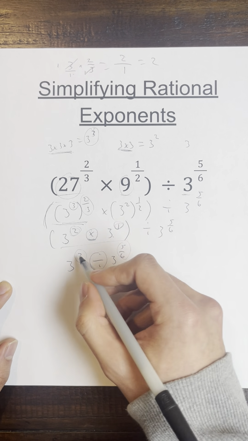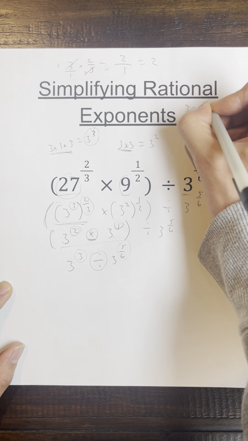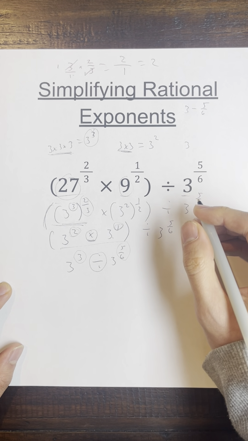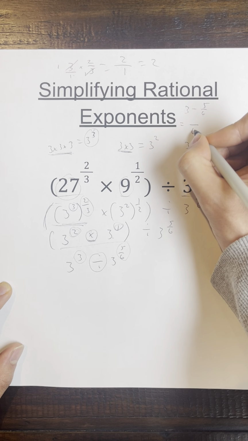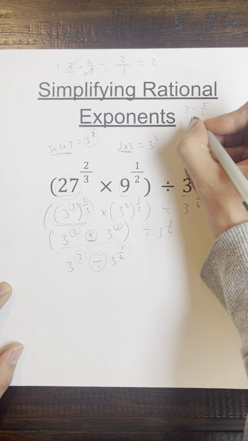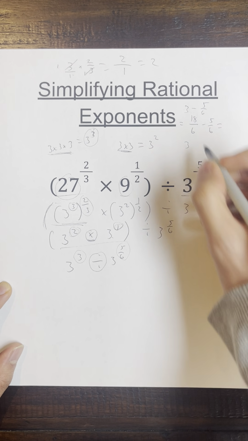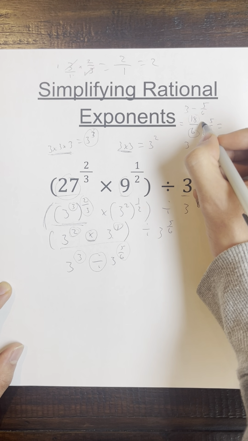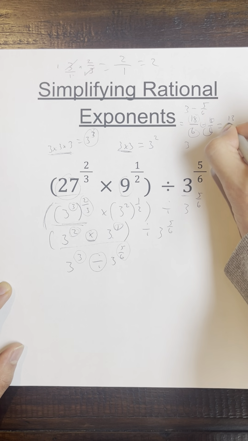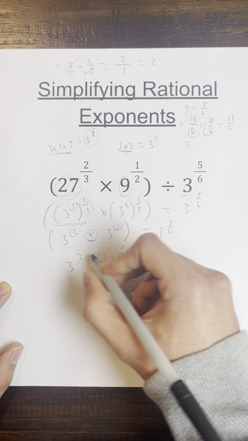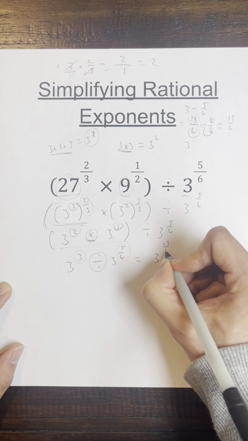We need to subtract. So 3 minus 5/6 is how much? How do we subtract fractions? Well, we need to get a common denominator. So 3 is how much divided by 6? 18. Okay, so 18/6 minus 5/6. Okay, so since these are matching, I can just do 18 minus 5. 18 minus 5 is how much? 13. Okay, so this is going to be equal to 3 to the power of 13/6.